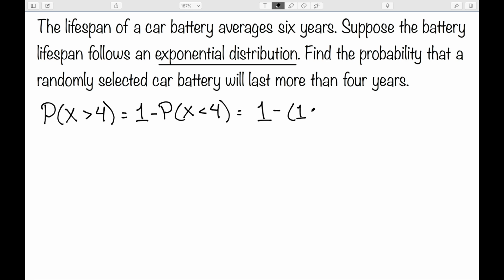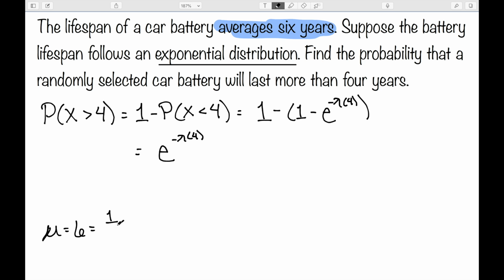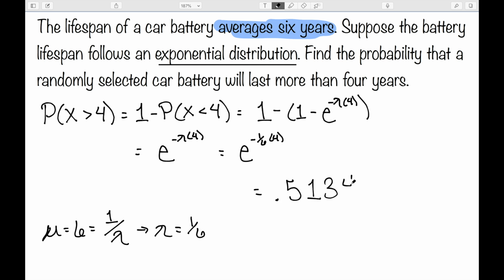The CDF is given by 1 minus e to the negative lambda x. And if we simplify this, we get e to the negative lambda times 4. So the question is, what is lambda? We do have that the battery averages 6 years. So what we do know is that the mean is 6. And for an exponential distribution, that's 1 over lambda. So lambda is 1 over 6. So up here we have e to the negative 1 over 6 times 4. And this works out to a probability of 0.5134. So there's a little over a 50% chance that this car battery will last for more than 4 years.